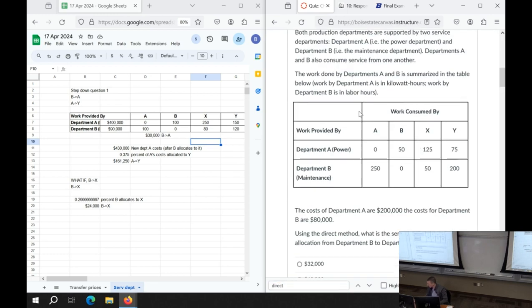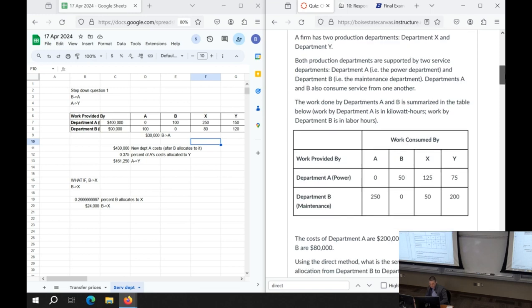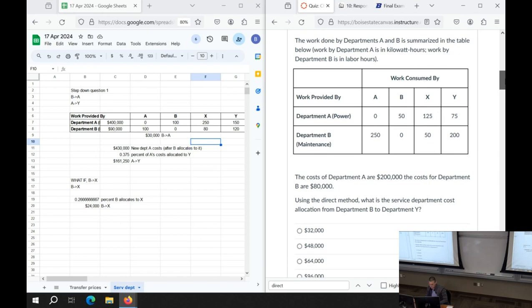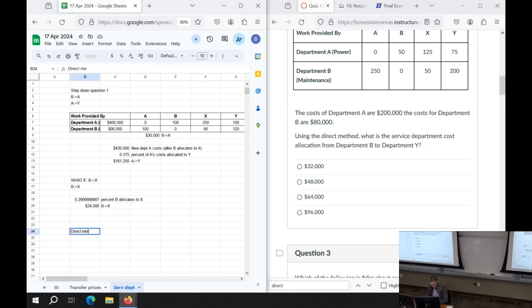All right. Does this one work okay? As far as you can tell? All right, so the question stem here says, using the direct method, what is the service department cost allocation from B to Y? All right, this is our direct method problem. We need to know B to Y.